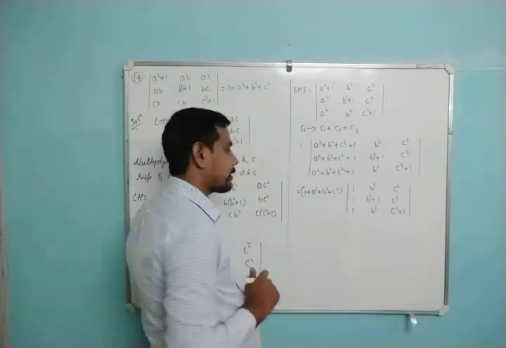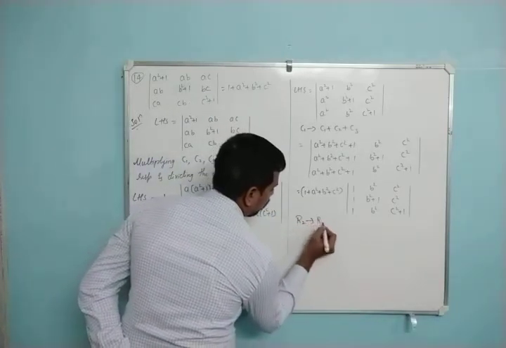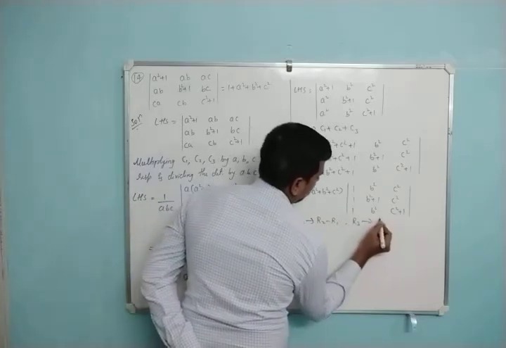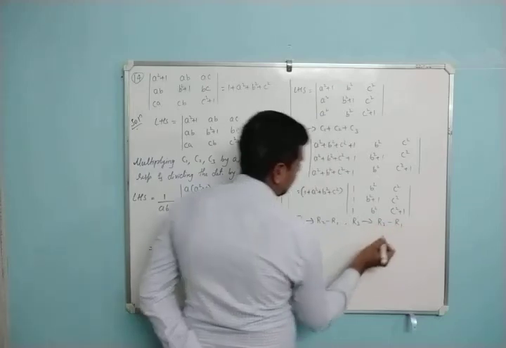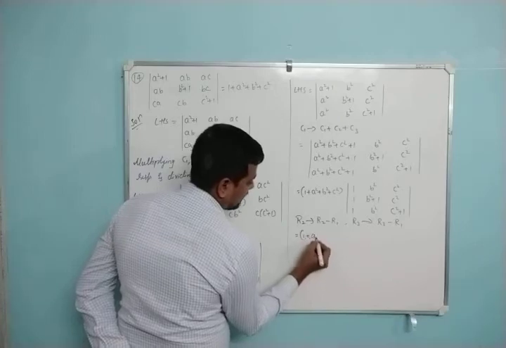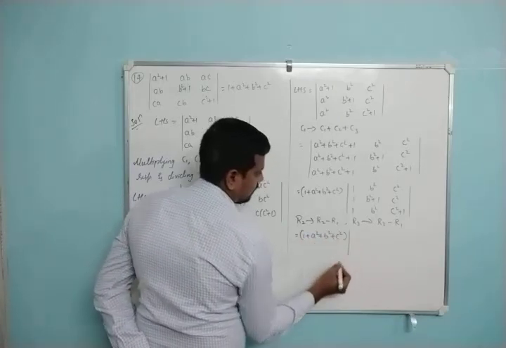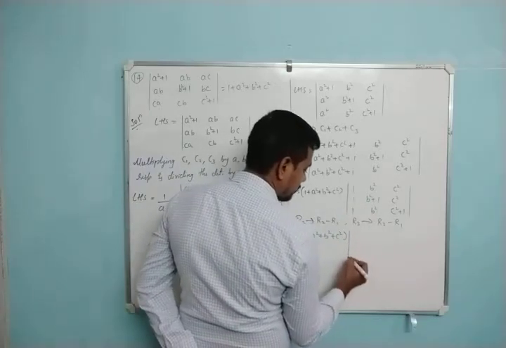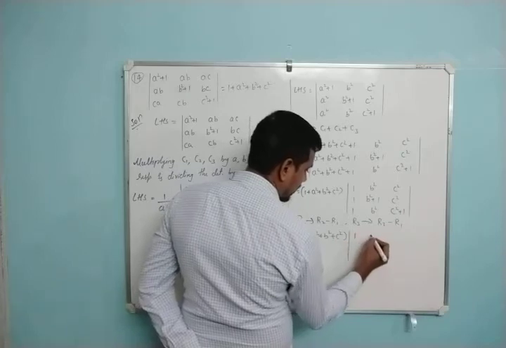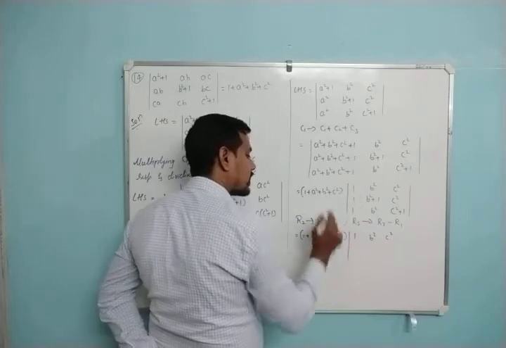So by operating the rows, right? Row 2 changes to row 2 minus row 1. Row 3 changes to row 3 minus row 1. So this is 1 plus a square plus b square plus c square. Okay. Here row 1 is not changing. 1, b square, c square as it is. Row 2 is changing to row 2 minus row 1.